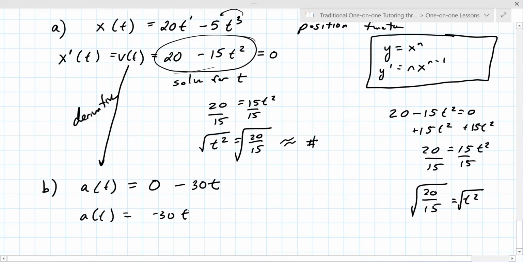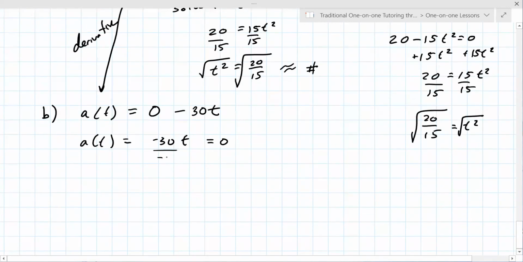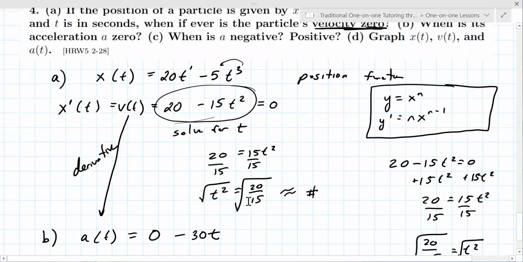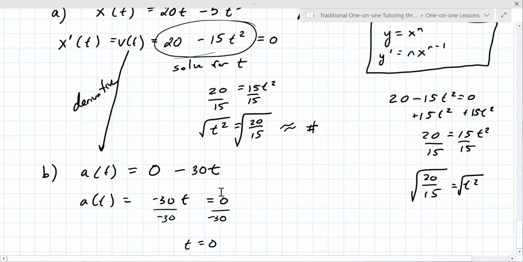And it says, when is it 0? So set it equal to 0 and divide both sides by minus 30. So t equals 0. What's the question for B? It says, when is its acceleration 0? You set the acceleration equal to 0 and solve for t, and you get t equals 0.